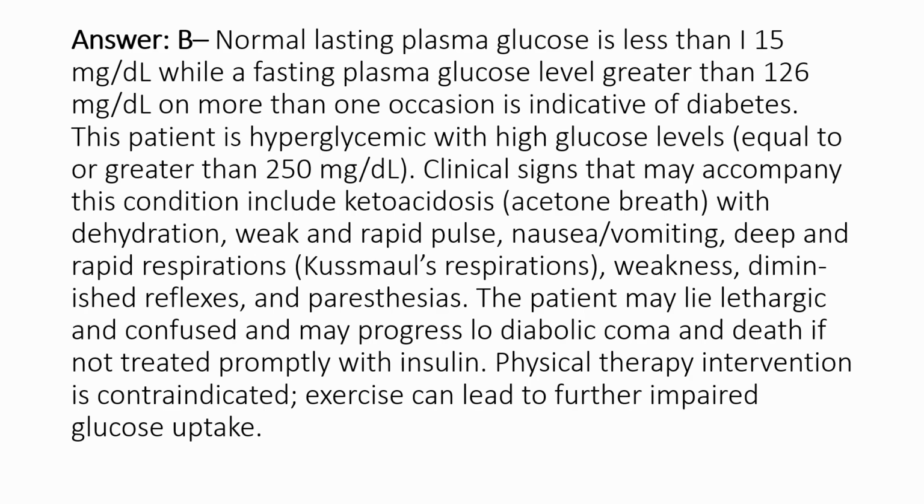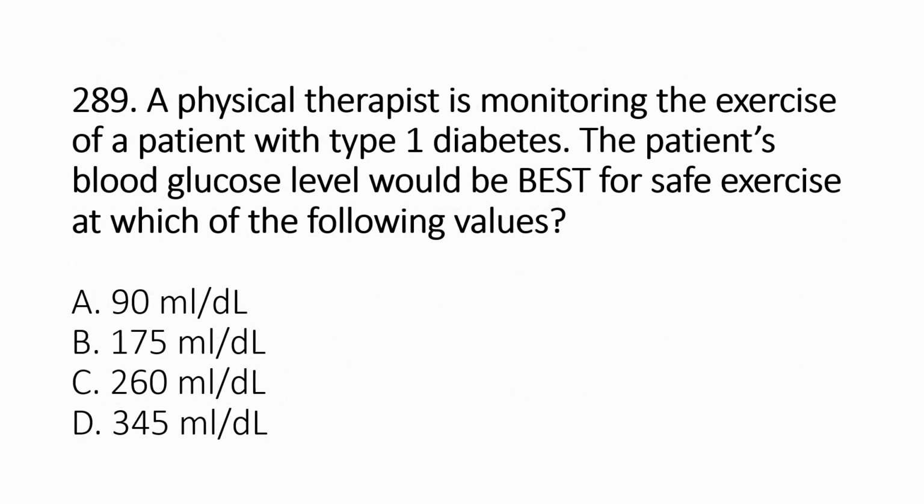Now let's move to question number 289. A physical therapist is monitoring the exercise of a patient with type 1 diabetes. The patient's blood glucose level would be best for safe exercise at which of the following values?